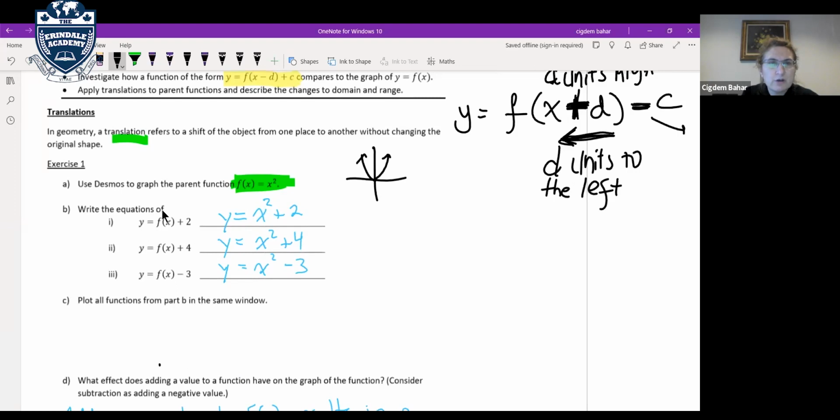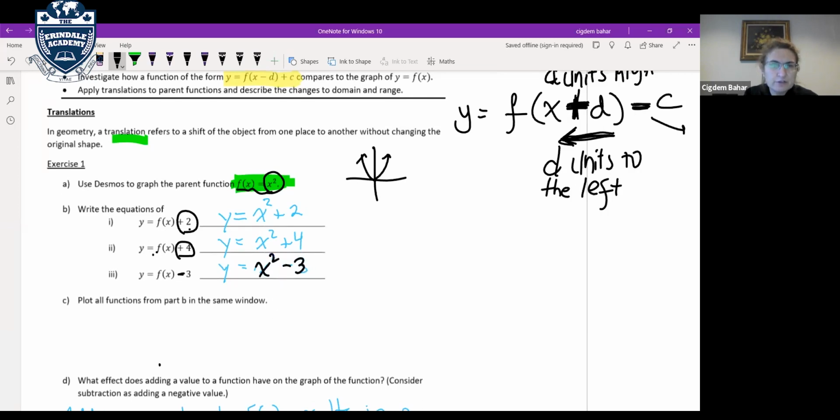Write the equation of f of x plus 2. Since f of x is representing x squared, the new function will be x squared plus 2. If it says add 4, then f of x is your parabola and shift 4 up. And if you see negative 3, take your parabola and shift 3 units down.